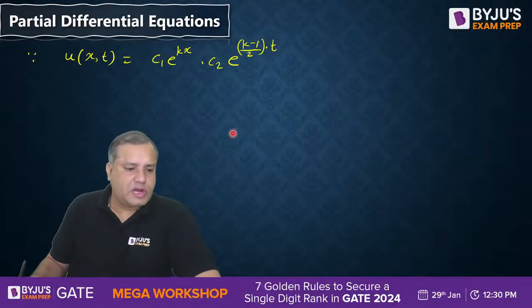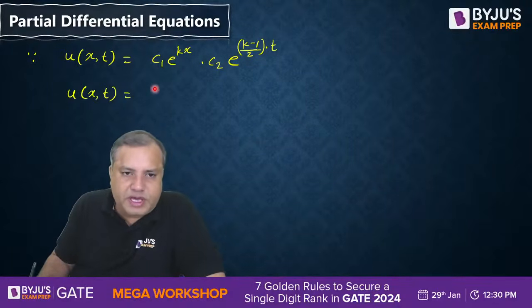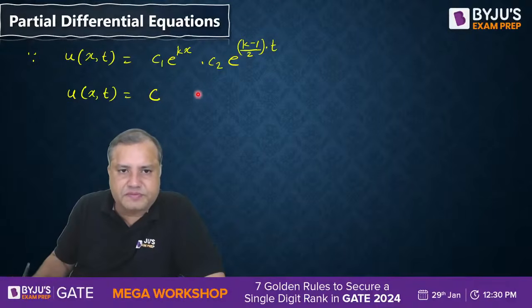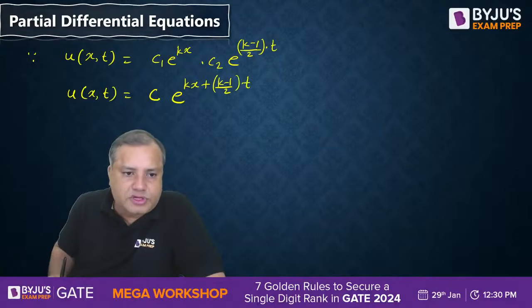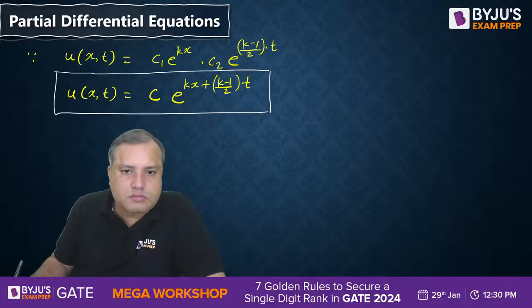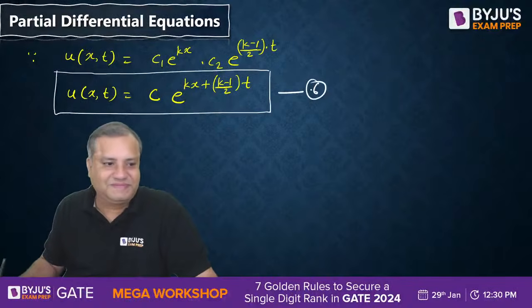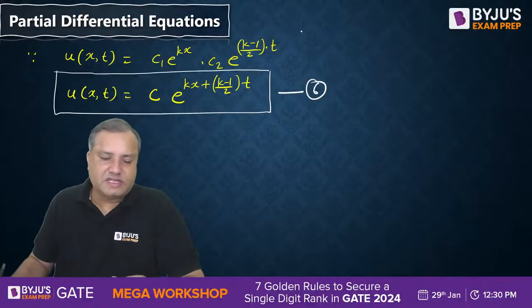Like this. Now students, what we can do here, C1 and C2 is replaced by a single constant C, e to the power, powers will be added, so kx plus k minus 1 by 2 into t. So we have obtained the general solution. This is my equation number 6. Okay, we have got the general solution.